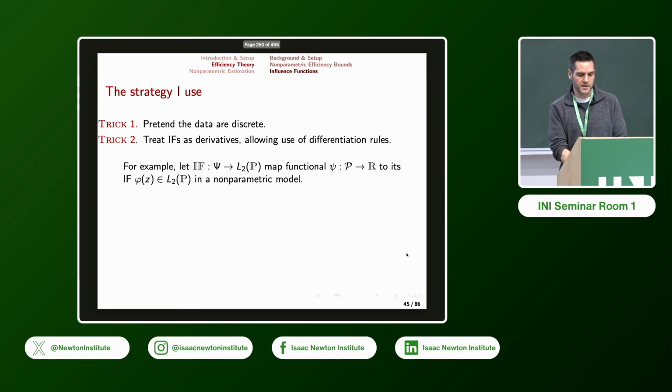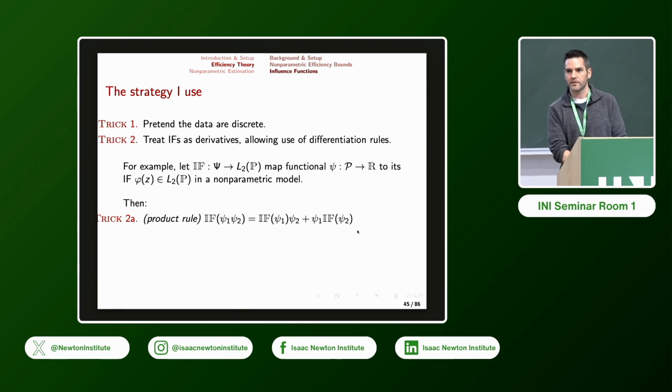So this means I can use product rules. If I want the influence function of a product, I just take the influence function of the first times the second plus the first times the influence function of the second.